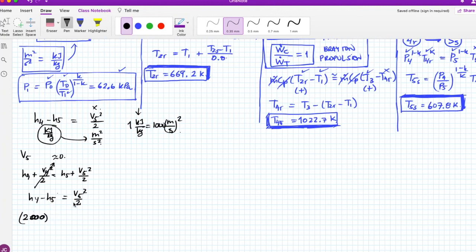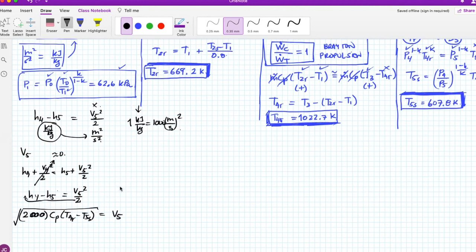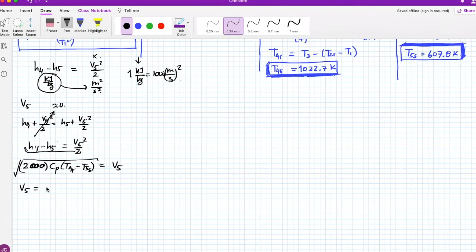Then the 2 goes here, and I'm going to put Cp times T4 minus T5. I'm going to emphasize this: this is the isentropic case because the nozzle was ideal. Remember, if the nozzle is not ideal, then you need to get yourself a T5R. Now V5, with the square root, you will get that V5 equals, how much do I have here? 913.2 meters per second. Oh, a lot. Yeah, a lot.